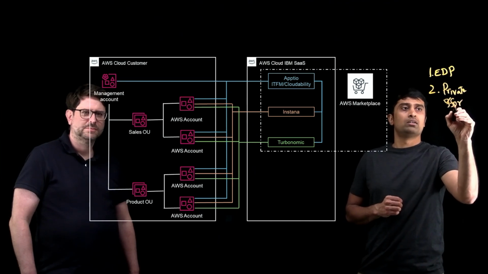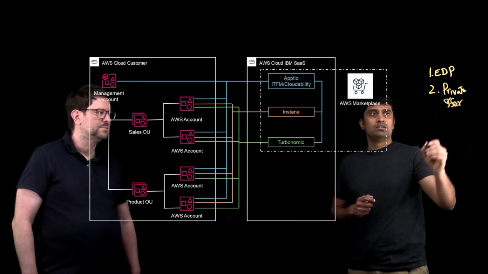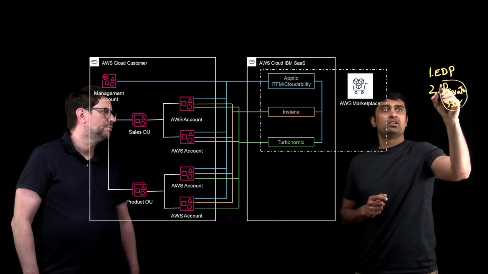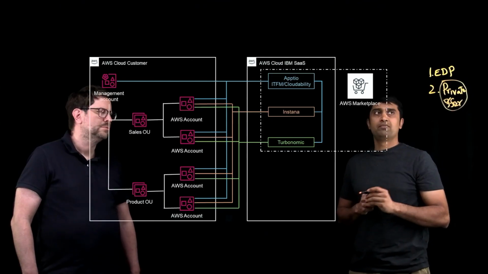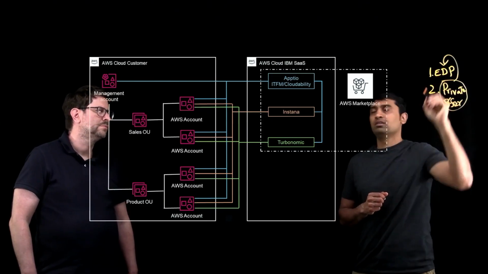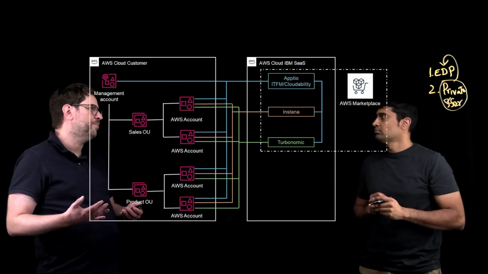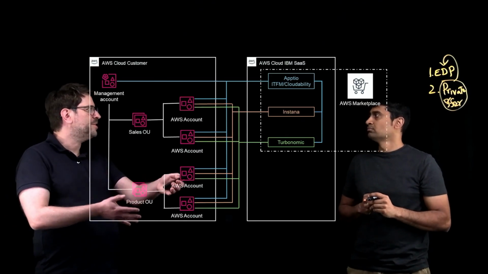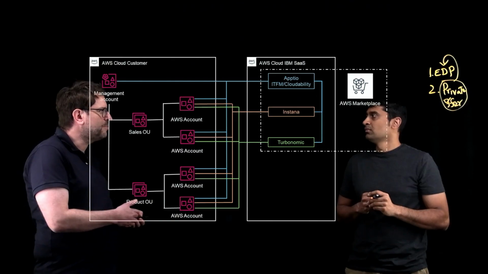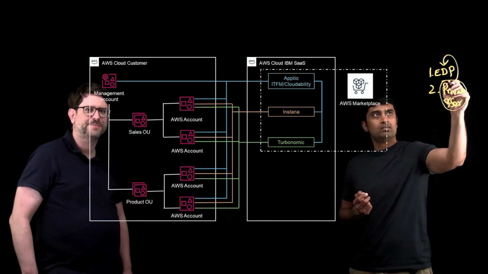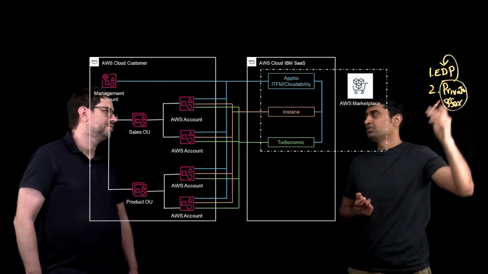And now, guess what? This entire money they're committing to buy through the private offer goes towards their EDP commit. Okay. So if I want to buy Instana or Apptio through the marketplace, I may see a price there, but I can get a discounted price from IBM via private offer. Yes, and then that cost goes towards your EDP commitment.